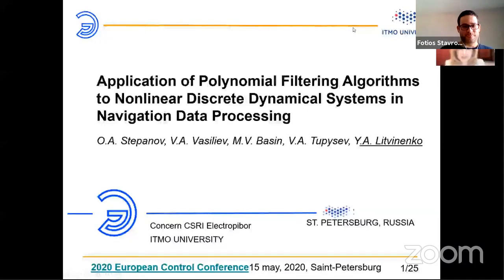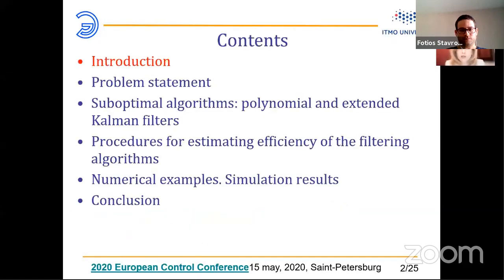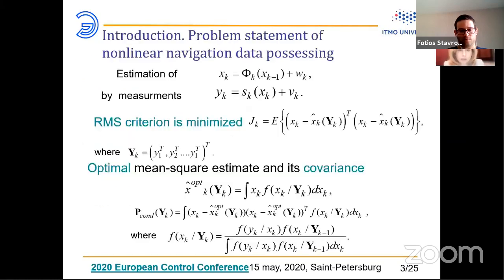Good morning, dear colleagues. I'm going to start our presentation, Application of Polynomial Filtering Algorithms to Nonlinear Discrete Dynamical Systems in Navigation Data Processing. Here on the slide, you can see the context of my presentation. After a short introduction, I will talk about problem statement. Then I will talk about suboptimal algorithms, and first of all about polynomial filtering method. Then I will discuss the procedures which we use to estimate the efficiency of the filtering algorithm. And finally, I will give you some examples.